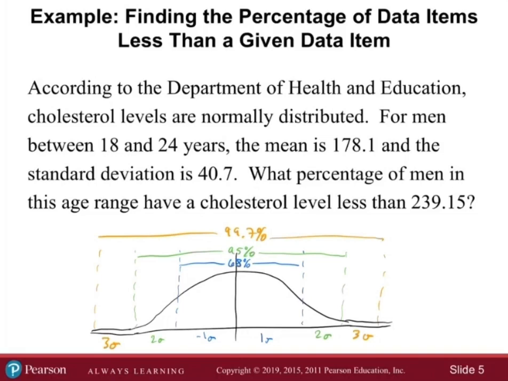So, okay, let me see. It says between 18 and 24, the average is 178 and the standard deviation is 40, right? So 178 would be here in the center. 178.1. Okay. And the standard deviation is 40.7.